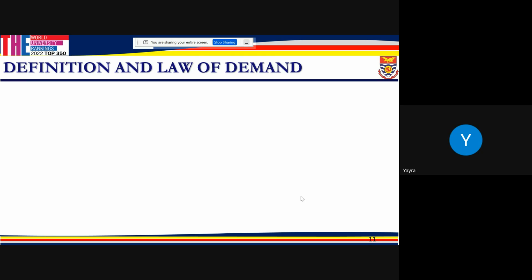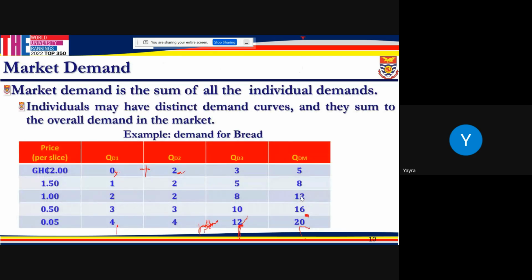Yes, please. You said market demand is the summation of all the individual demands. But can you say it's the summation of all the individual quantities demanded? Okay, that is right, because I can see QD, and QD is quantity demanded. Yes, that is right. Okay, thank you.